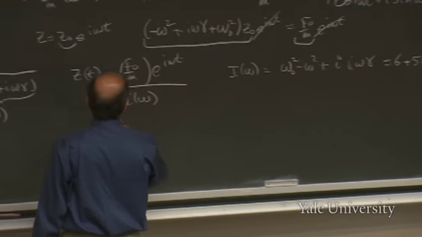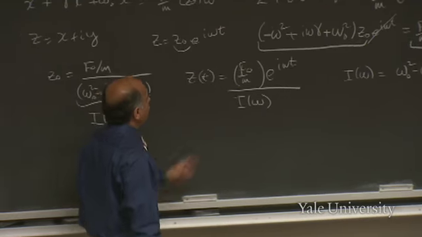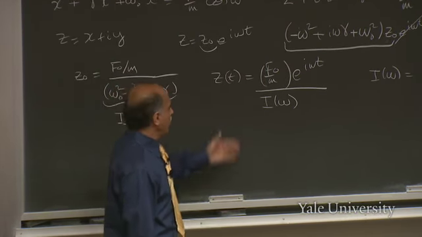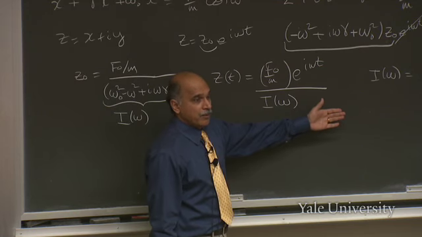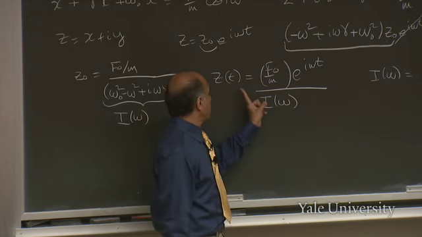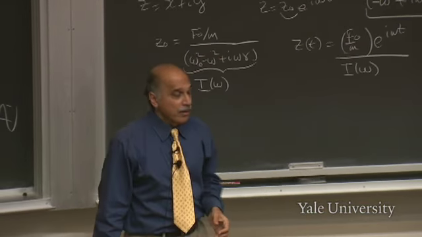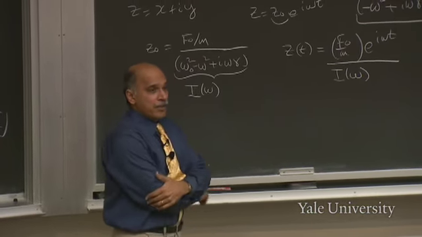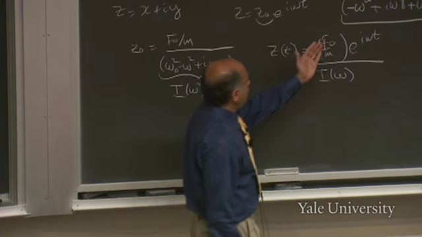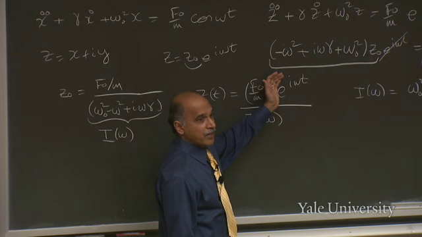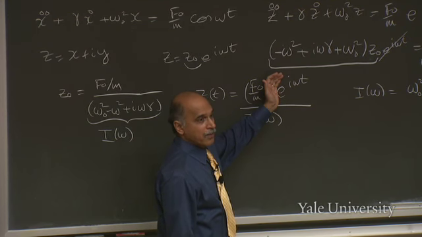Okay, now we got z of t. If the problem given to us was z, we're done. You don't have to do any more work. Here is the answer. But we were told to take the real part of this answer because x was the real part of the answer, y was not part of the game. How do you take the real part? Your temptation may be, well, e to the i omega t is cos omega t plus i sine omega t, so drop the i sine omega t. But that would not be right.